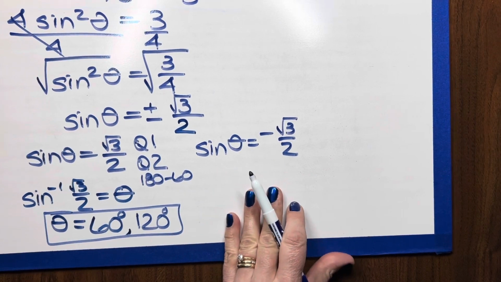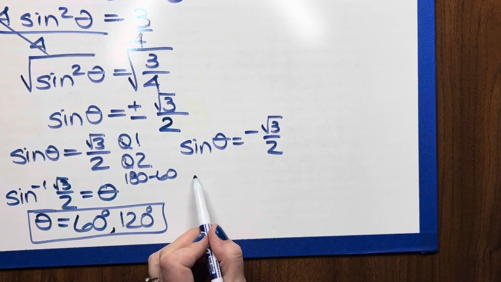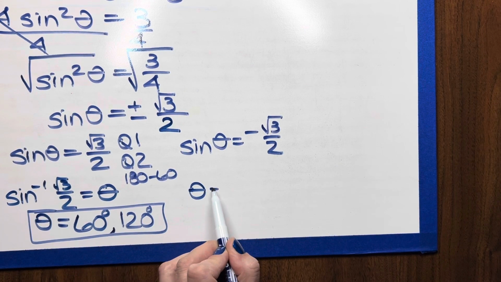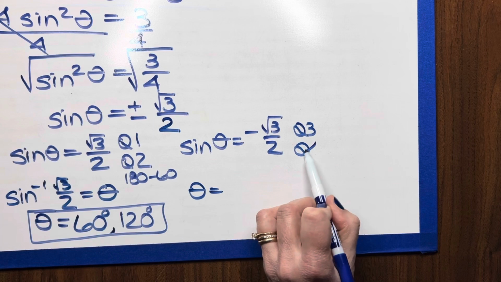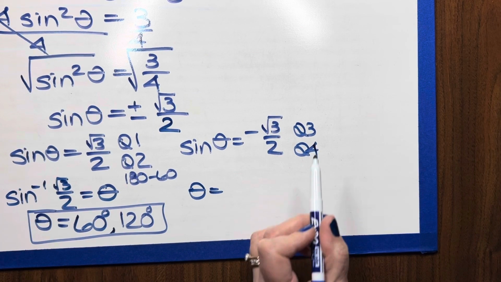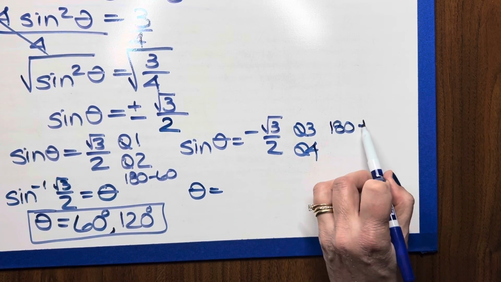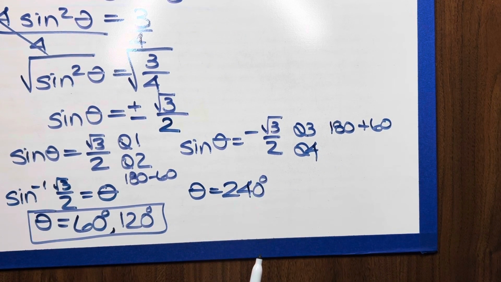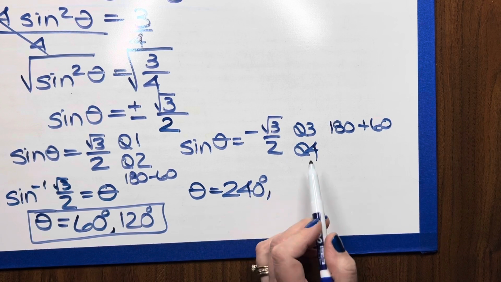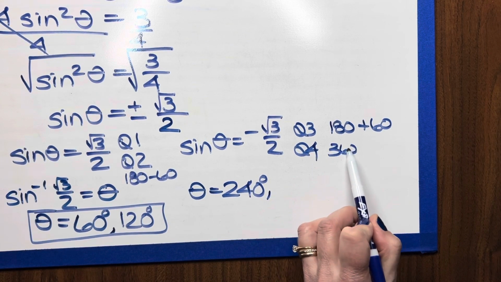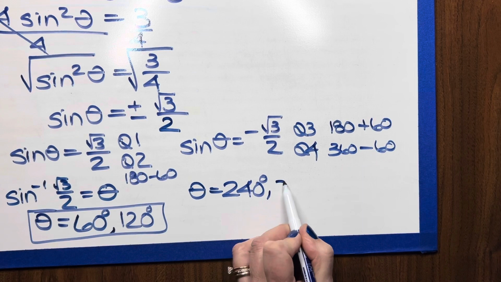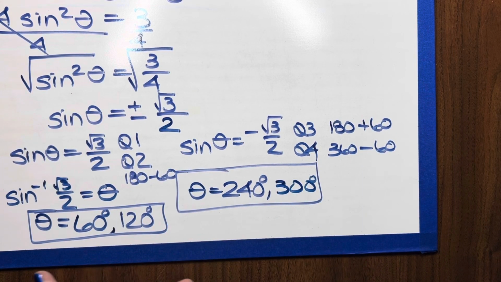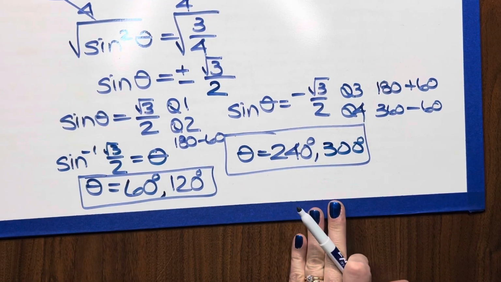So now remember, we have to go back and do the negative values. Since we have 60 for our reference angle, we can go ahead and find quadrant 3 and quadrant 4 just using those values. So for quadrant 3, it would be 180 plus my 60. So 240 degrees in quadrant 3. And for quadrant 4, it'd be 360 minus 60. So 300 degrees. So it turns out for this problem, I end up with 4 solutions.